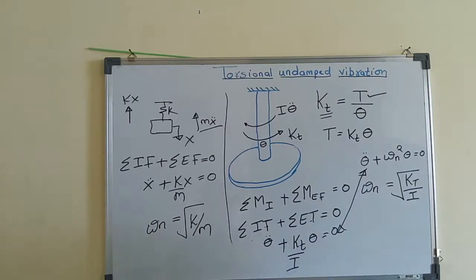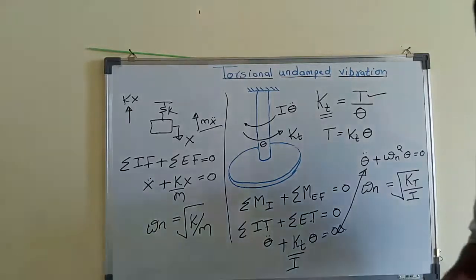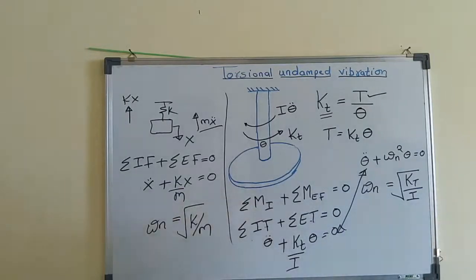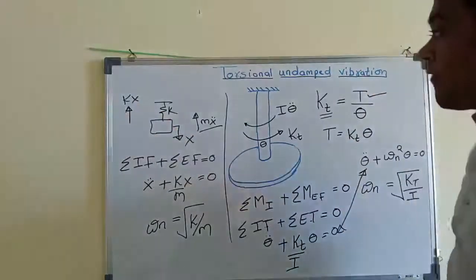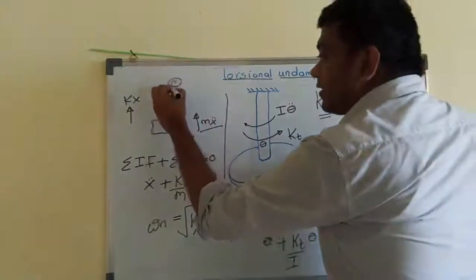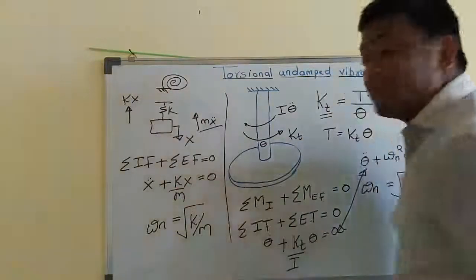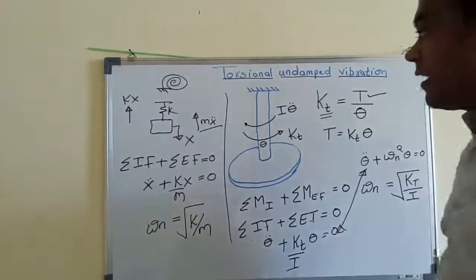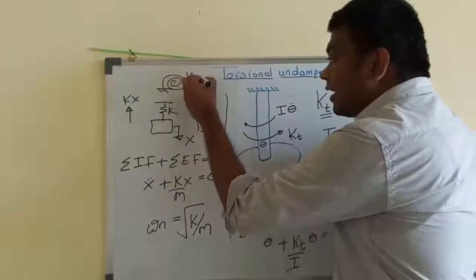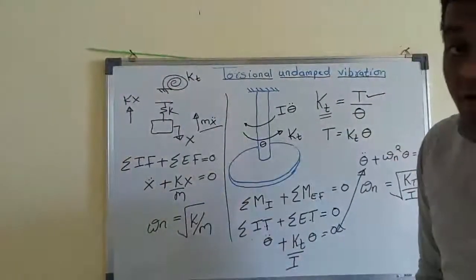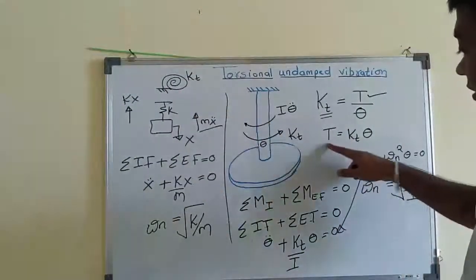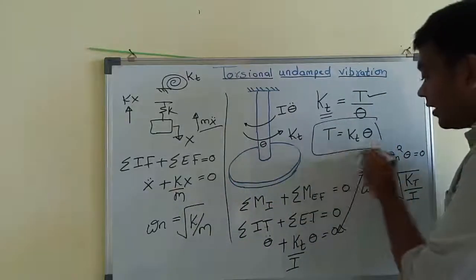Hope the concept of torsional undamped vibration is clear to you. In the next lecture we will solve a numerical related to torsional undamped vibration, and I want to make it clear that just as this is called a linear spring, in some numerical we will find a spring like this, which is nothing but a torsional spring having stiffness KT. So what is the value of torque of this spring? Torque is nothing but KT into theta.